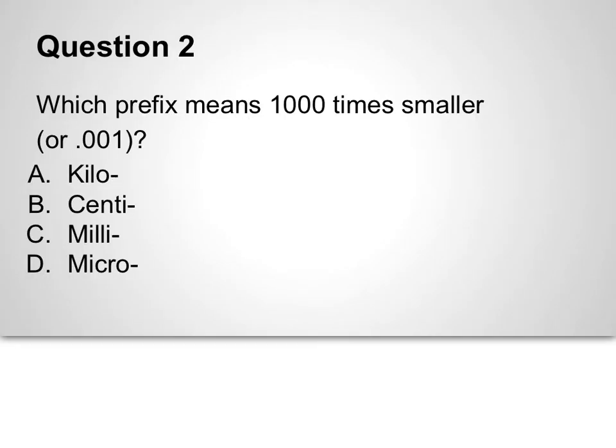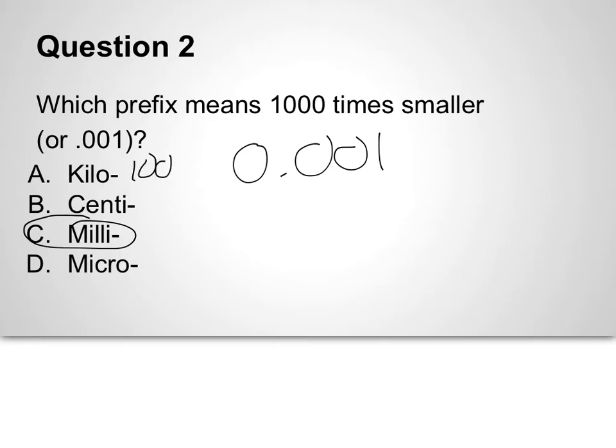Which prefix in the metric system means 1,000 times smaller, or 0.001, or 1,000th? Well, the answer here is milli. Millimeter is 1,000th of a meter. A milliliter is 1,000th of a liter. Kilo means 1,000 times bigger. Centi means 100 times smaller, or 0.01. And then micro means 1,000,000 times smaller.